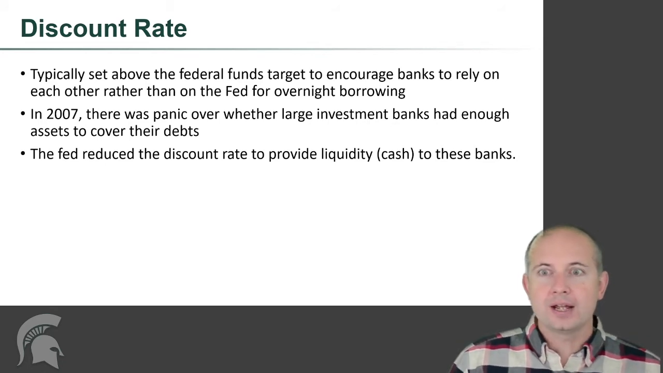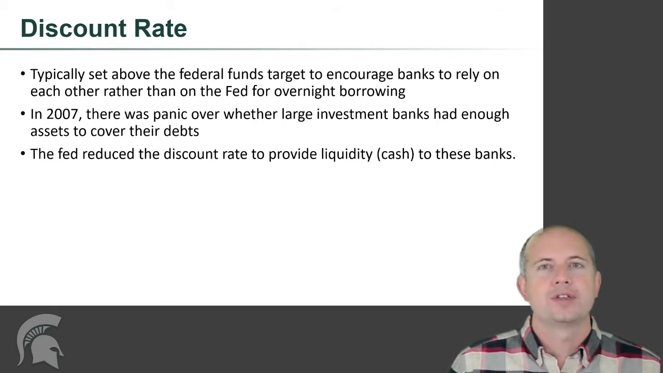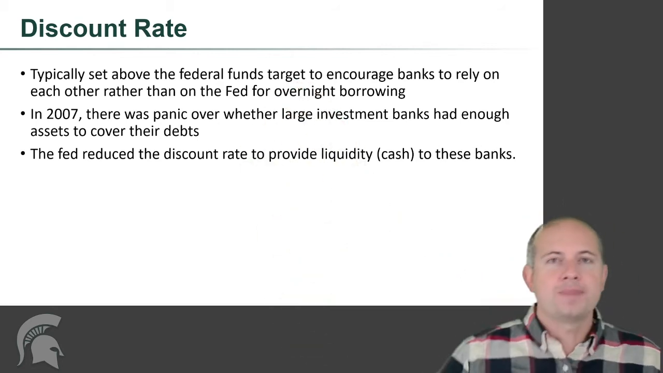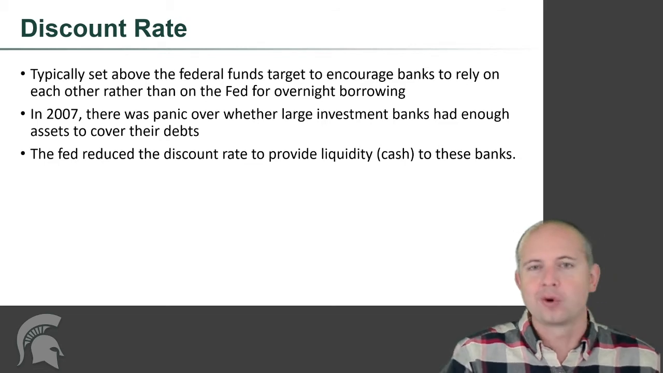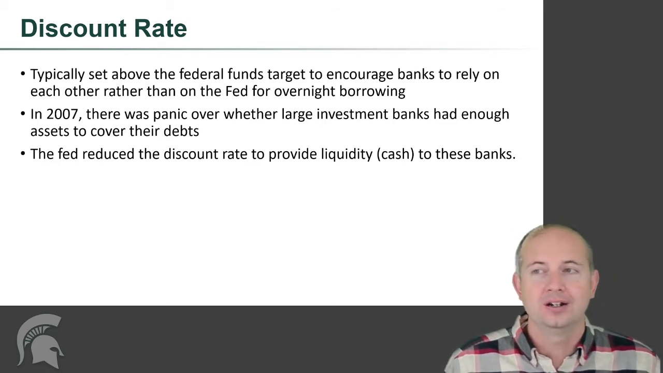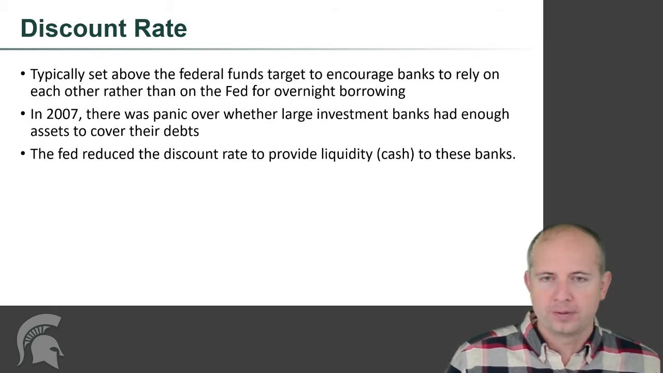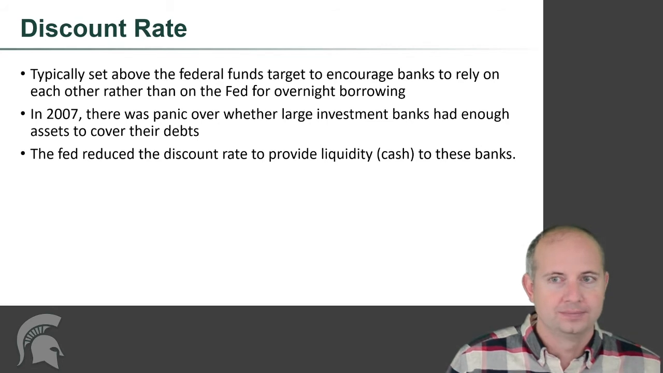The discount rate is typically set above the federal funds rate to encourage banks to rely on each other rather than on the Fed for overnight borrowing. So remember, the discount rate is what you pay when you borrow from the Fed. The Fed would prefer that banks work it out amongst themselves for the most part. So what they say is, we'd rather you borrow from each other, and if you want to borrow from us, you're going to have to pay a higher interest rate.